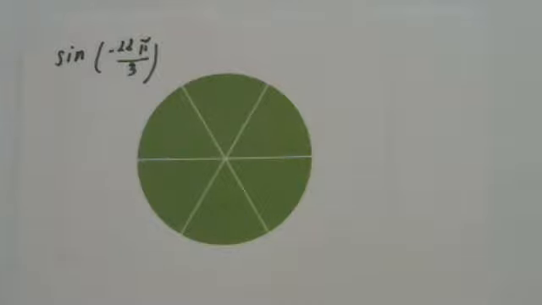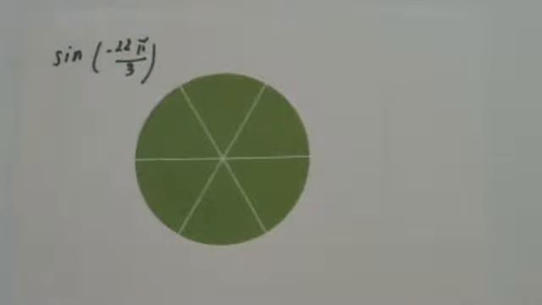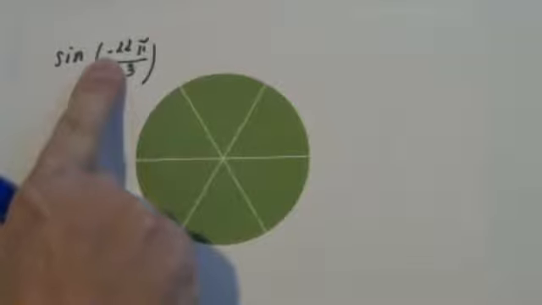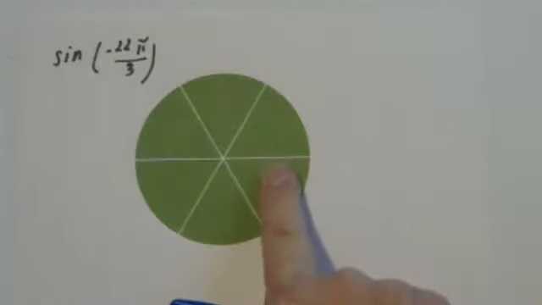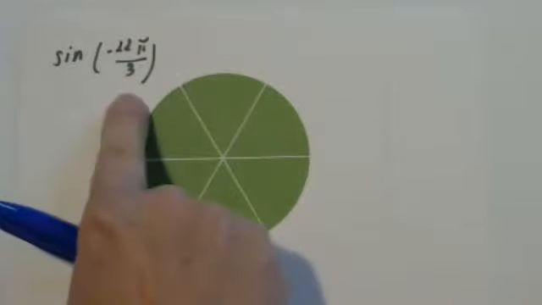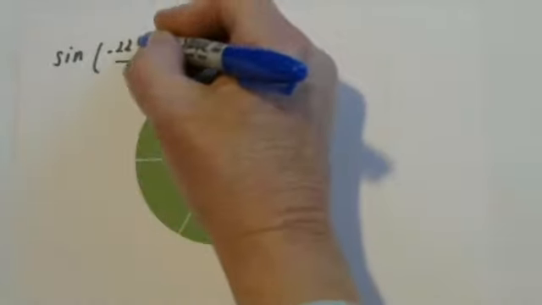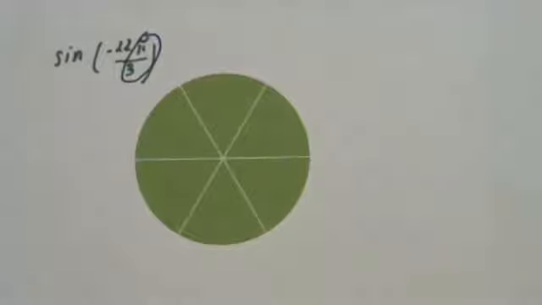Let's take a look at finding the sine of negative 22 pi divided by 3. Two things that I notice when I look at this particular theta, this angle we're going to find the sine of, is that it is negative, which says that we're going to be going in the clockwise direction. The other thing that I notice is the denominator here is 3. So this means we are looking at pi divided by 3.